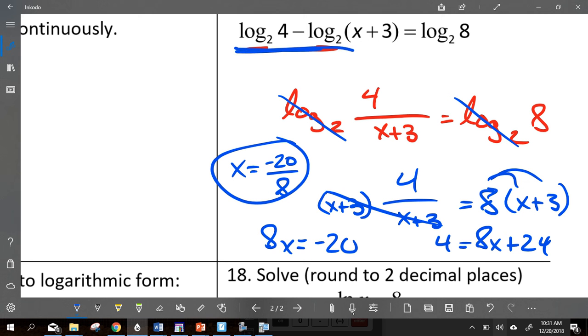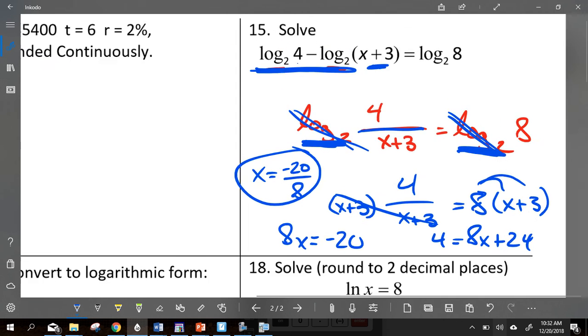The key to this problem, though, is I had log base 2 written twice. And so I had to condense it into one log base 2. It was 4. Since it was a minus sign, I divided by the other part. I divided by x plus 3. When I had the same log base 2 on both sides, and that was it, then I could cancel it. And that allowed me to solve from there.